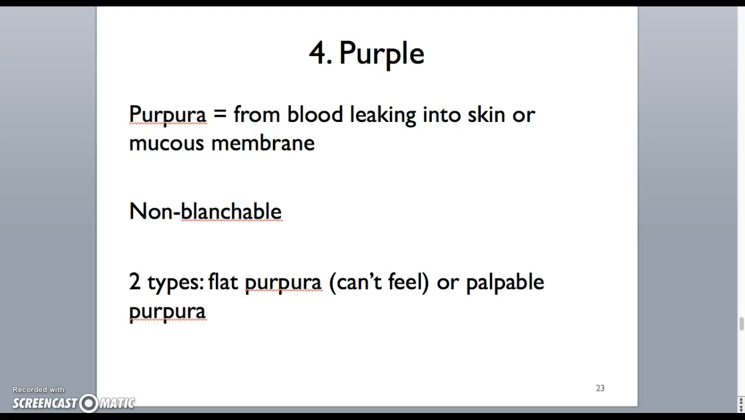The last kind are the kind of rash that are almost purple in color. They're purple because they come from blood leaking into the skin or mucous membrane. They're called purpura. By definition, they are non-blanchable. That is, if you put pressure on this rash, it does not change color or become paler. They're divided into two types, either flat purpura, the kind that you cannot feel, or palpable purpura.